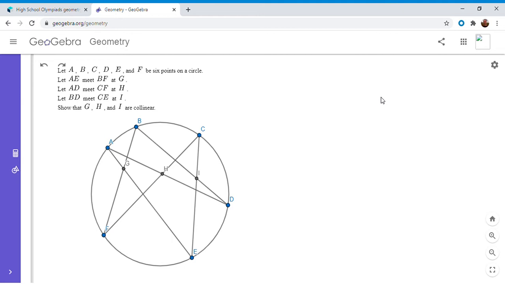Alright, so now I'm going to go over the solution. We have 6 points A, B, C, D, E, and F on a circle. AE meets BF at G, AD meets CF at H, and BD meets CE at I, and we want to show that G, H, and I are collinear.